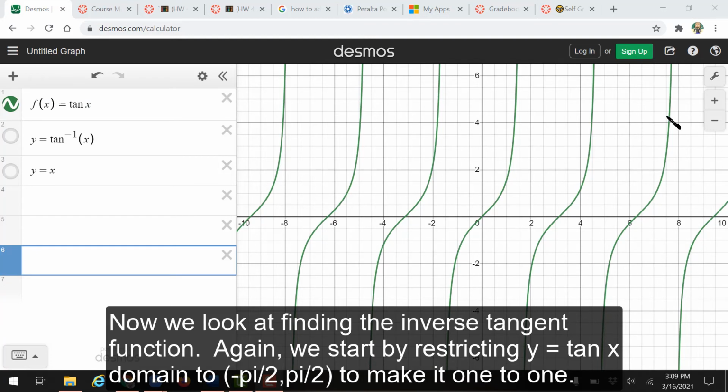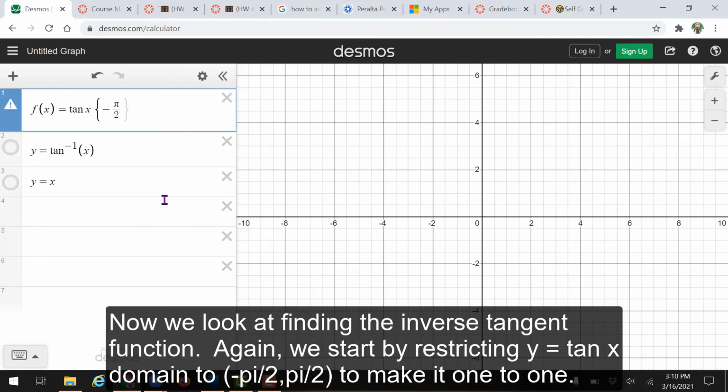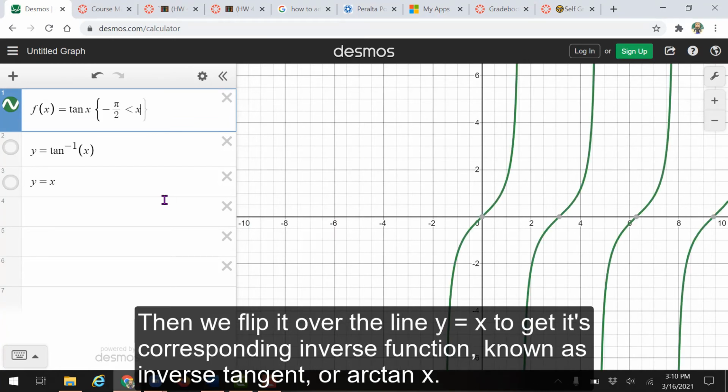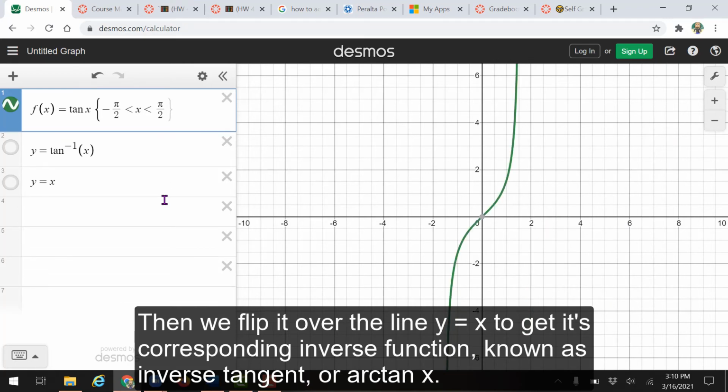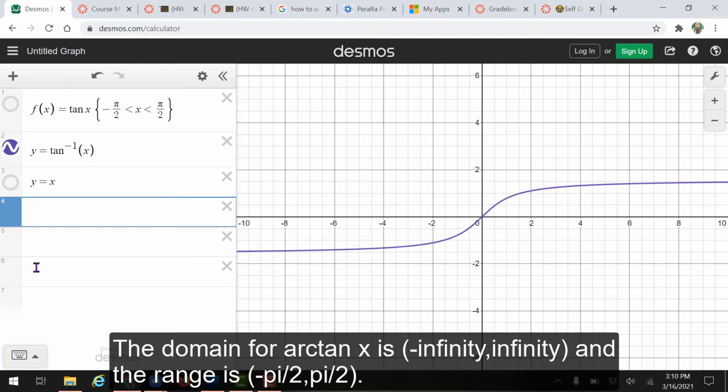Now we look at finding the inverse tangent function. Again, we start by restricting y equals tan x domain to negative pi over 2 to pi over 2 to make it one-to-one. Then we flip it over the line y equals x to get its corresponding inverse function, known as inverse tangent, or arctan x. The domain for arctan x is from negative infinity to infinity, and the range is from negative pi over 2 to pi over 2.